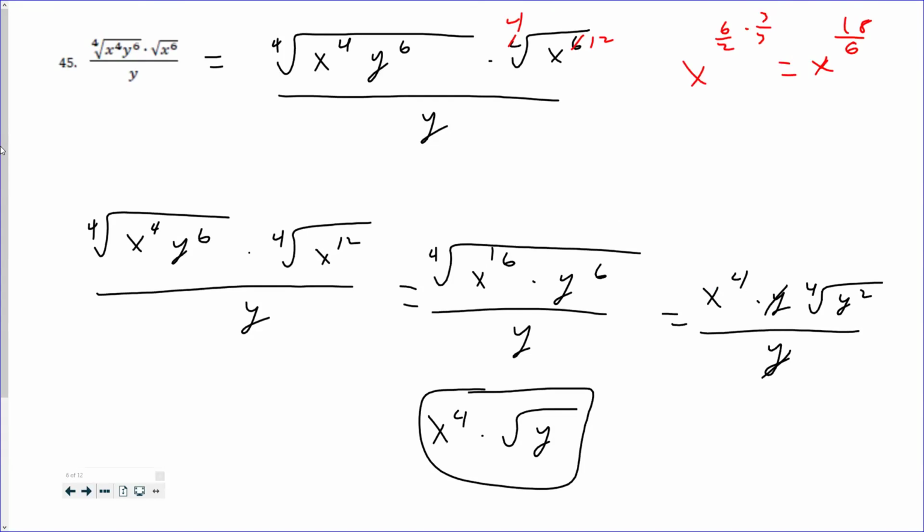Honestly, this problem probably would have been easier the other way, but I know there's a problem similar to this on the review, so I wanted to do it this way because that's how you solve it on the review. In the review, you want to combine the roots together. You should be doing the review for the test. So I wanted to show you this way because it's how you solve it on the review.